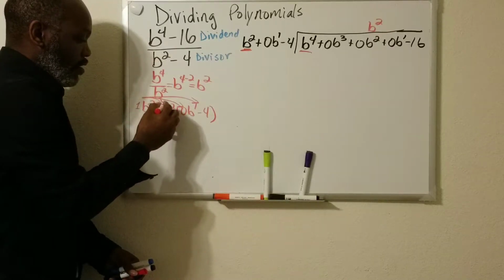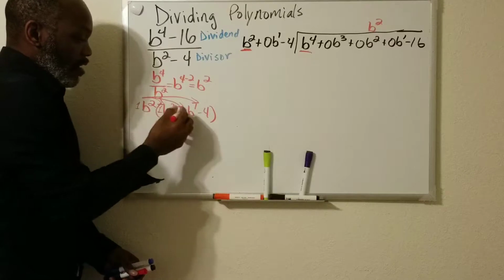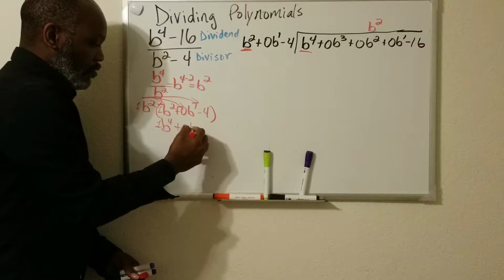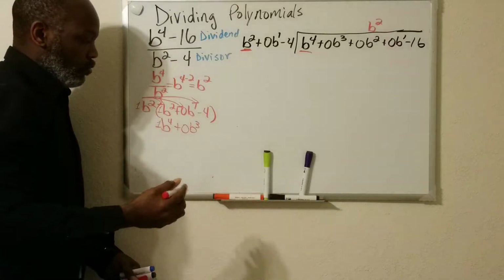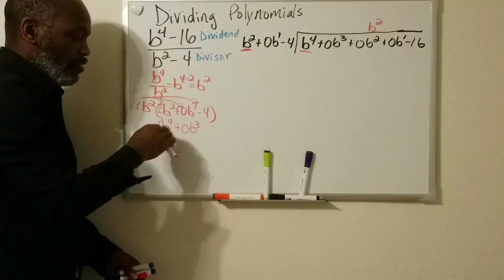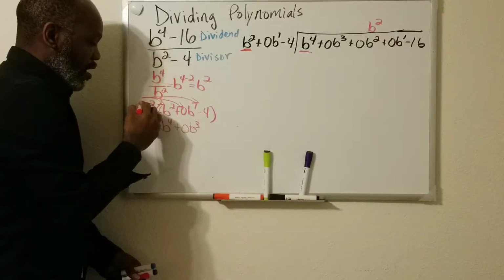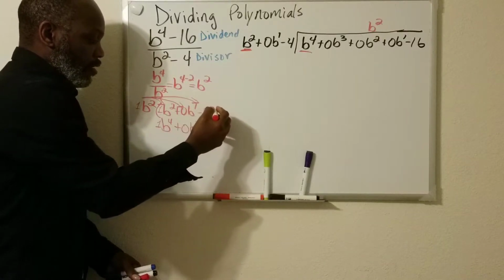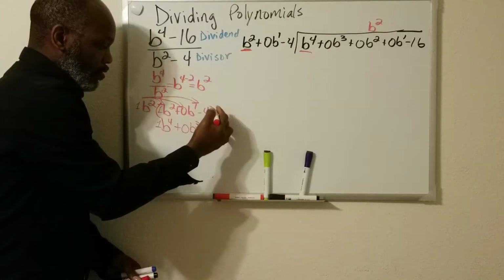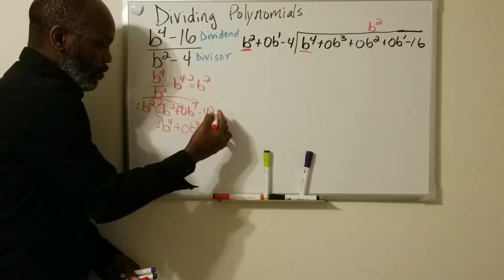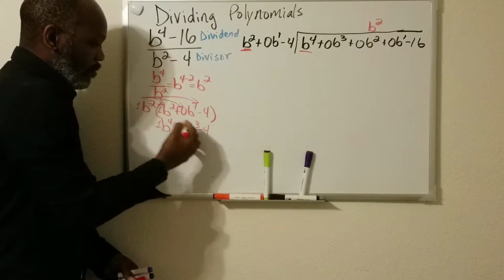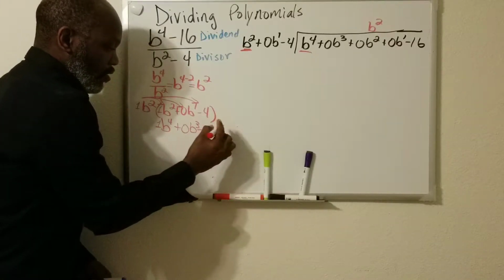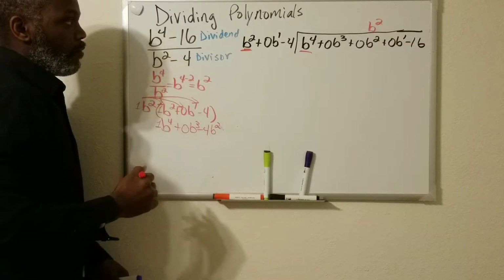And then b to the second times b to the second is b to the fourth. 1 times 0 is 0. B to the second times b to the first is b to the third, and that's because of the product rule. Whenever you're multiplying and they have the same bases, you add the exponents. Then we have 1 times negative 4, which is negative 4, and b to the second times 0b to the zero power, I'm sorry, is going to be b to the second. Okay, write that a little better. I know some of y'all probably make fun of my handwriting, but that's okay.